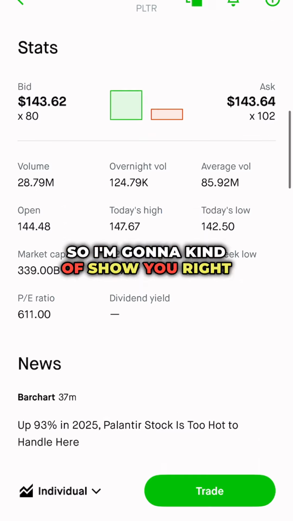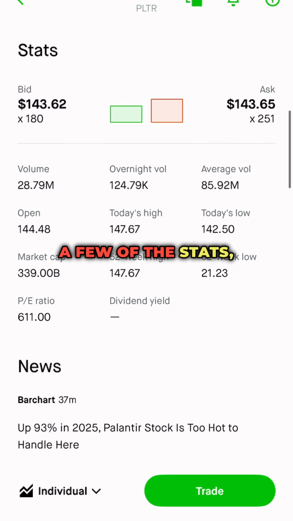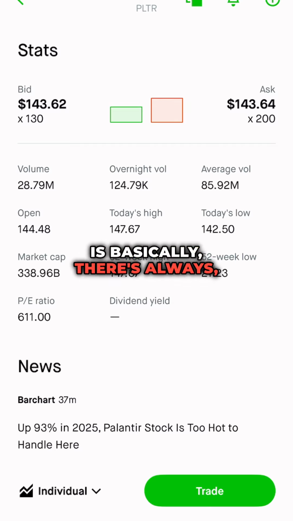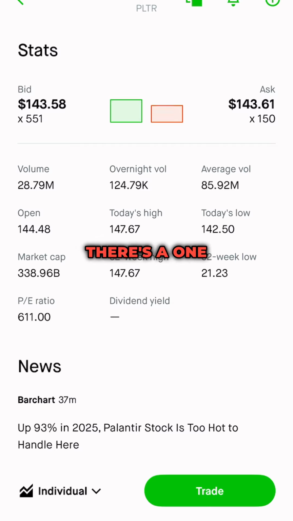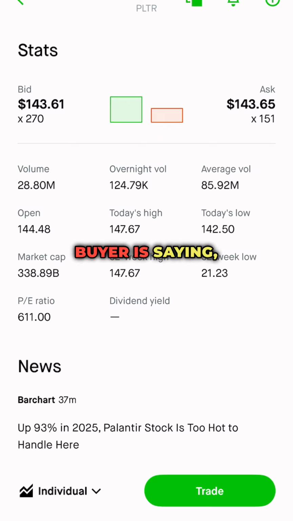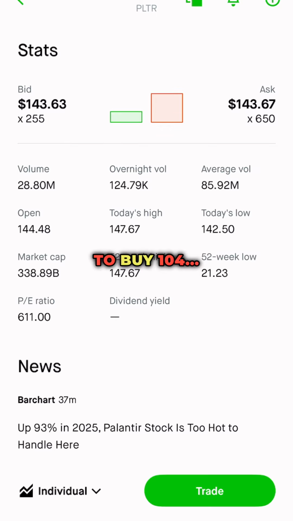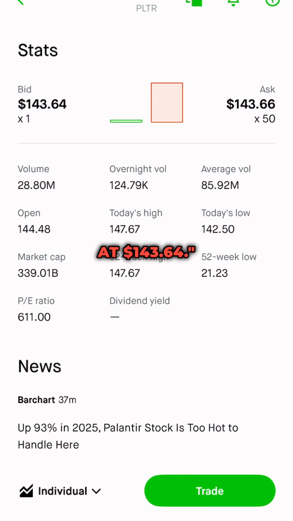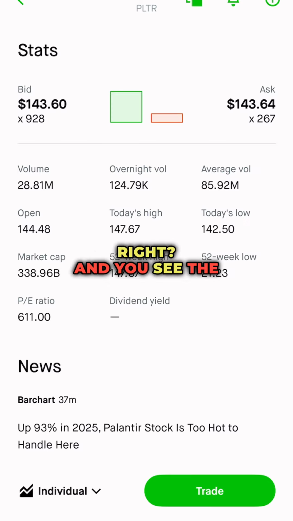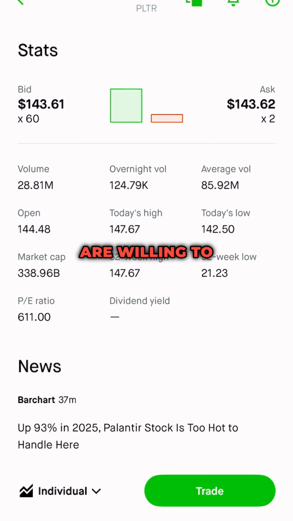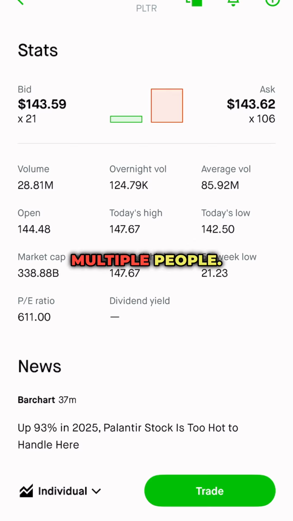So I'm gonna show you right here a few of the stats. So what is bid? Whenever you have a stock, there's one buyer and the other one is a seller. So bid is a buyer. The buyer is saying I'm willing to buy 101 shares of PLTR at $143.64. It's always changing. And you see the number below. That's how many shares people are willing to buy. It could be one or it could be multiple people.